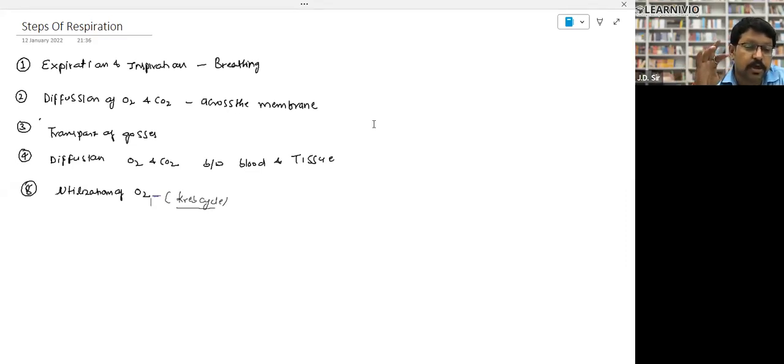Then fourth is diffusion of O2 and CO2 between blood and tissue. So blood goes to the tissue, gives O2 and takes back CO2. Then utilization of O2 takes place. This O2 is utilized in Krebs cycle, right? In burning of food, right? That's how the respiration takes place. Note down, please, the steps of respiration.